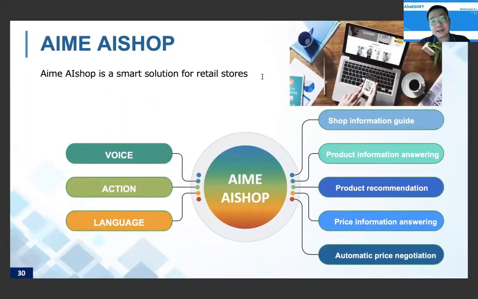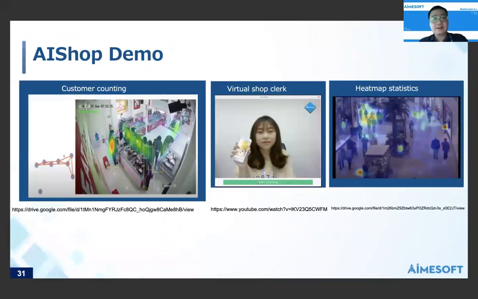So here's an example in Aimesoft. It's a platform for an intelligent shop from Aimesoft. We collect lots of data from voice data, action data, and language data, and then we use this data for shop information guide, product information answering, product recommendation, price information answering, or automatic price negotiation. And as you can see in the demo, if you have the camera and the POS system, we can combine the information to get the data statistics and to do predictive analytics for revenue and the number of customers in the future. And then we can use it for virtual shop clerks. So this is a virtual character that can serve the customer.